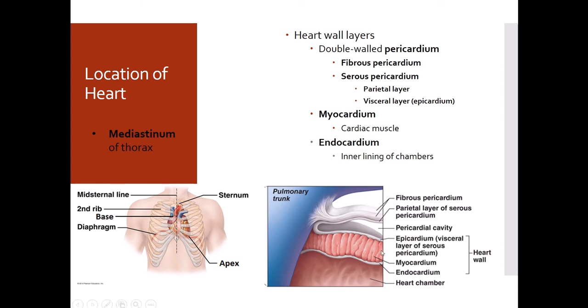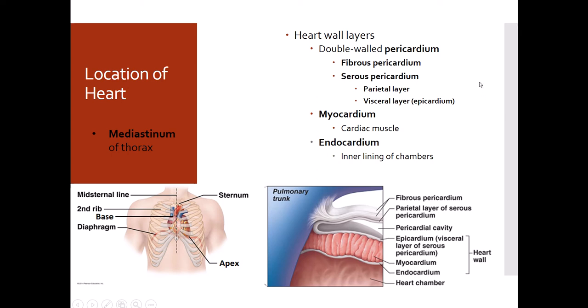Then we actually get to the muscle layers of the heart, the myocardium. Myo means muscle. The heart is cardiac muscle, and cardiac muscle exclusively. You'll get a chance to look at what it looks like microscopically. And then we get the endocardium, which then lines all of the chambers of our heart.